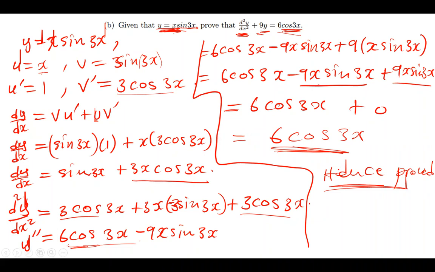So this is how you are supposed to solve this question. Let's quickly move on to the next question, if there are no questions.